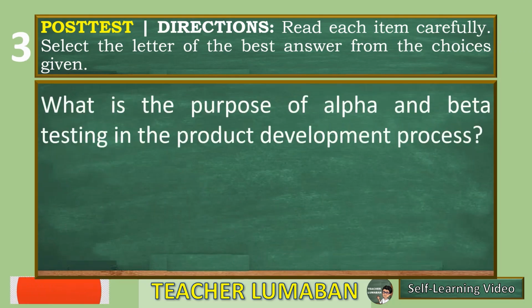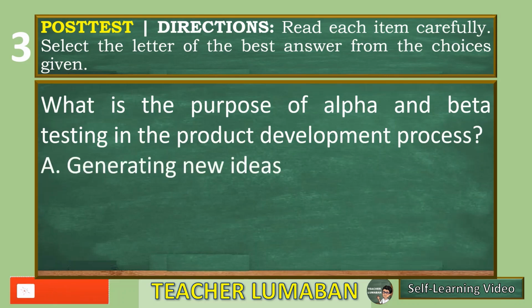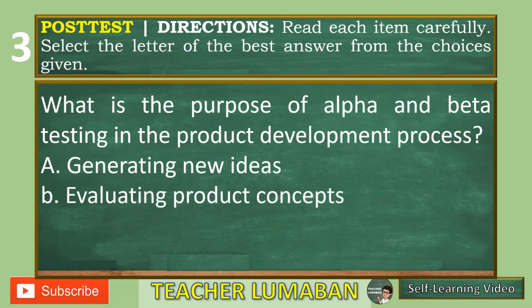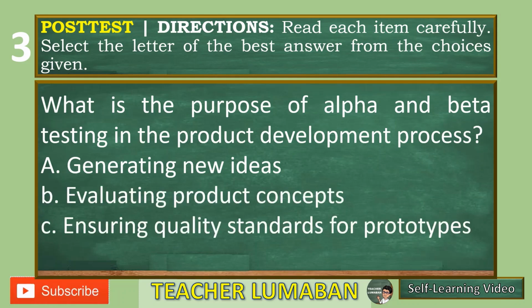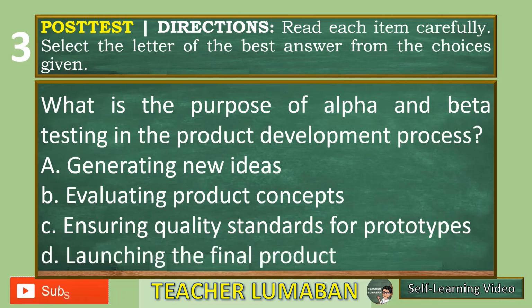What is the purpose of alpha and beta testing in the product development process? A. Generating new ideas. B. Evaluating product concepts. C. Ensuring quality standards for prototypes. D. Launching the final product.